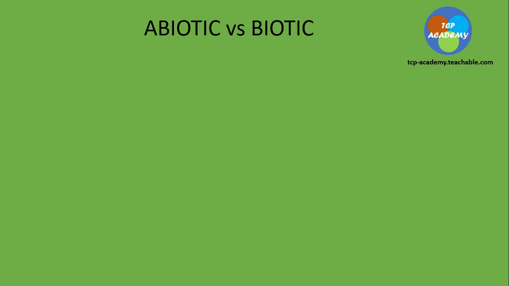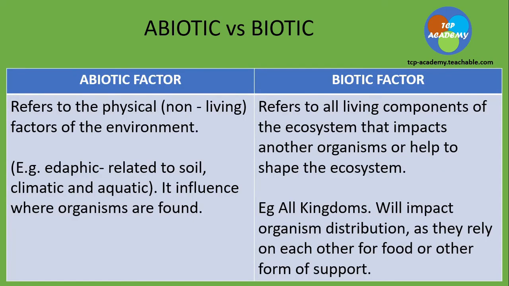Then we want to look at abiotic versus biotic. And this is sometimes a problem topic, as students often say abiotic is a non-living thing, so that could have been probably a piece of metal, a piece of board. But it goes beyond that. So abiotic versus biotic. Abiotic refers to the physical, or one might say non-living, factors of the environment. And for the CXC syllabus, it looks at abiotic factors in three groups. One, edaphic, which has everything to do with soil. Then there's the climatic, and of course the aquatic, which has to do with water.